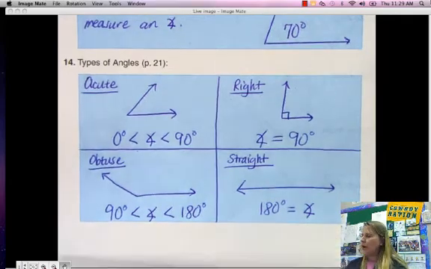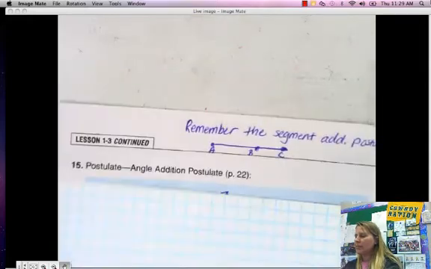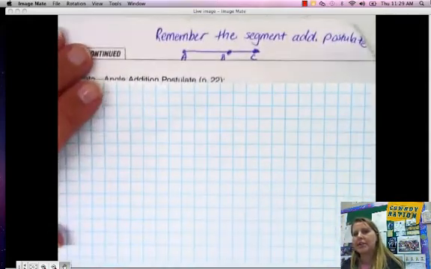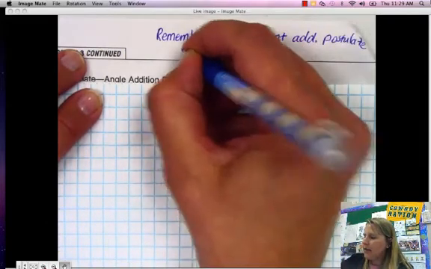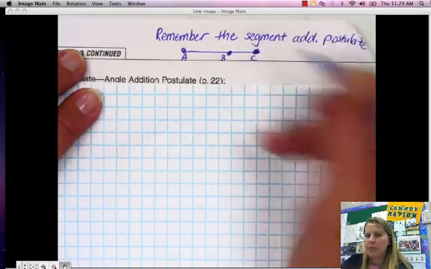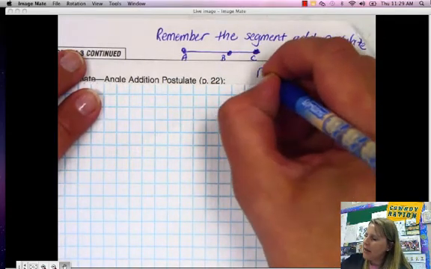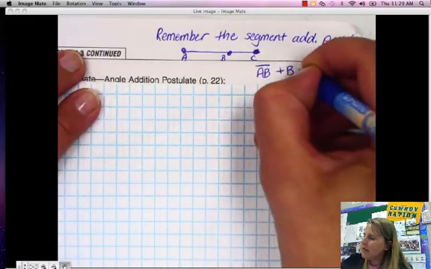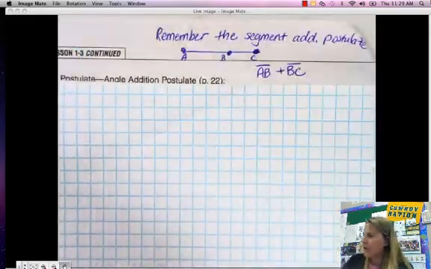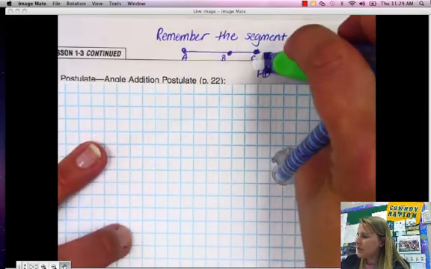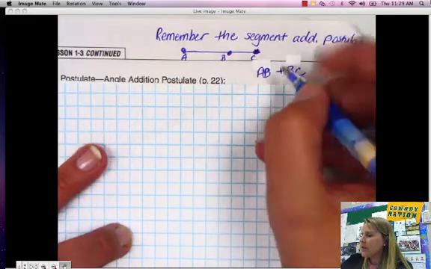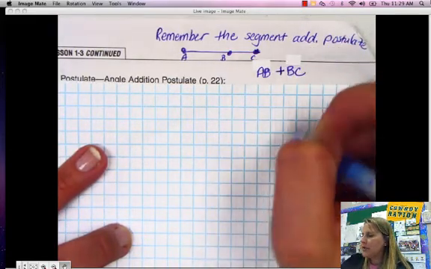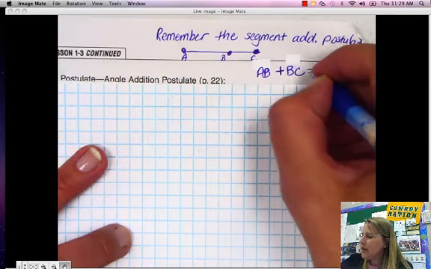Okay? One more concept here, and that is on the back, the angle addition postulate. Remember last section we talked about the segment addition postulate, where if we had a segment AC with a B somewhere in between, then we could say that AB plus BC, oops, I'm sorry, I shouldn't put the symbols above it. You only use the symbols if we're doing congruence and stuff. Since it is adding, we don't put the symbols. So AB plus BC equals AC.